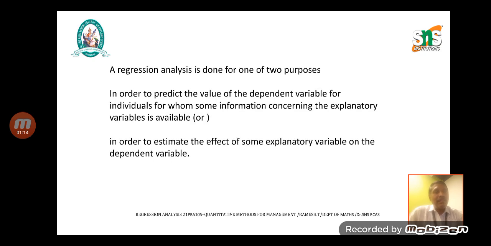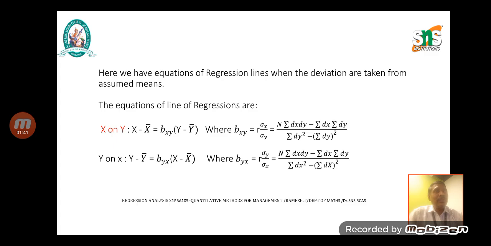So next, regression analysis is done for one of two purposes: in order to predict the value of the dependent variable for individuals for whom some information concerning the explanatory variables is available, or in order to estimate the effect of some explanatory variables on the dependent variable. Here we have two types of regression line equations. One is the regression line equation x on y, another is the regression line equation y on x. Here we have the equations.